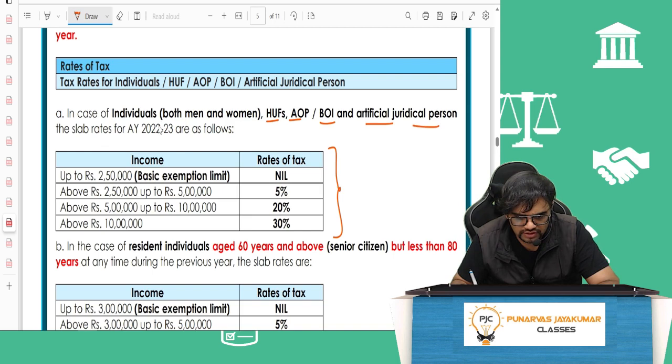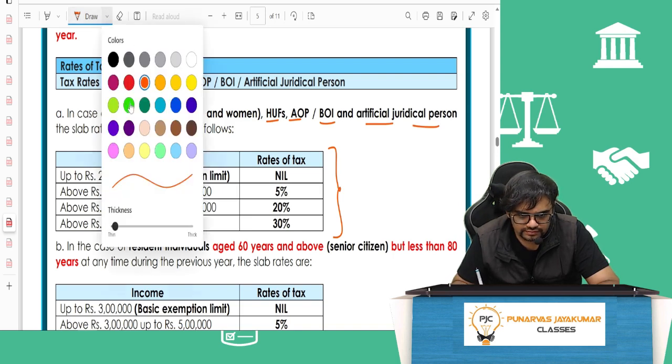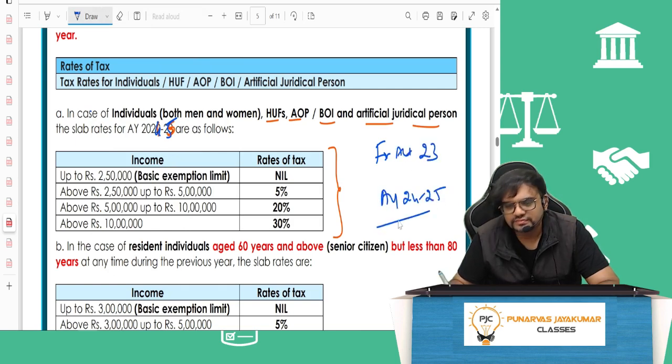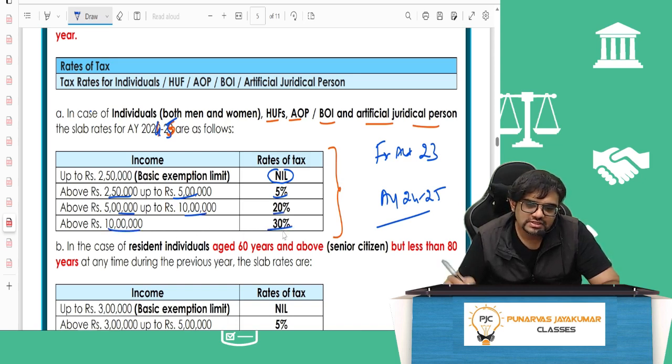Let's change this, sorry. Assessment year 24-25. This is Finance Act 23, assessment year 24-25. Up to 2,50,000 rupees, that is the basic exemption limit, nil. 2,50,000 to 5 lakh, 5%. 5 lakh to 10 lakh, 20%. And above 10 lakh rupees, 30%.